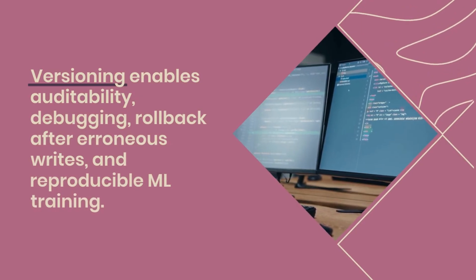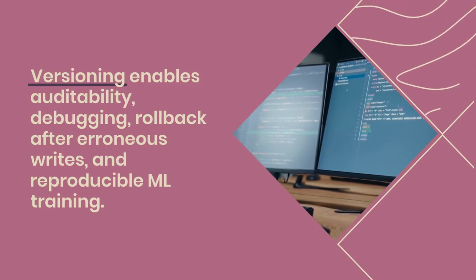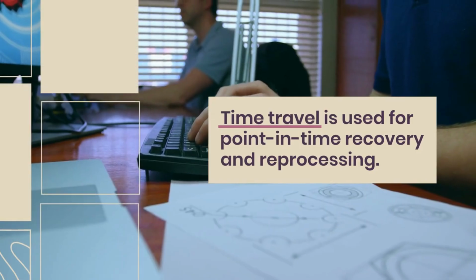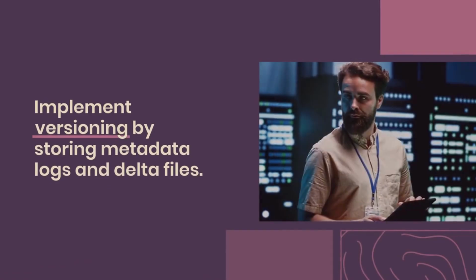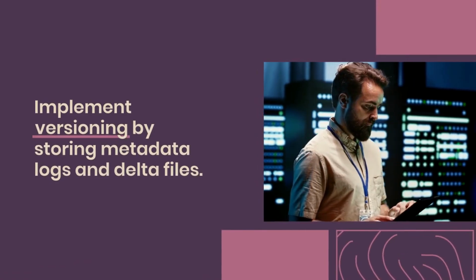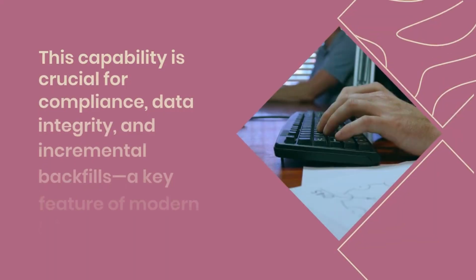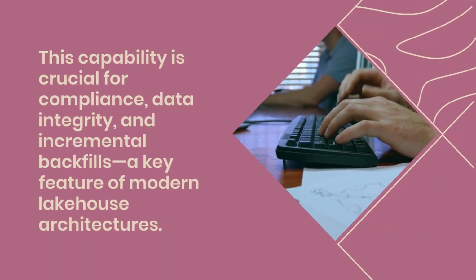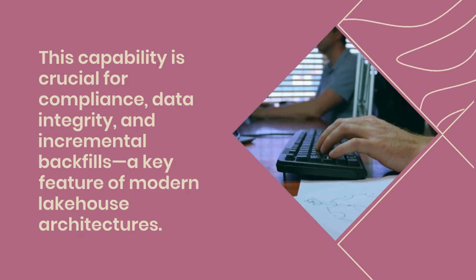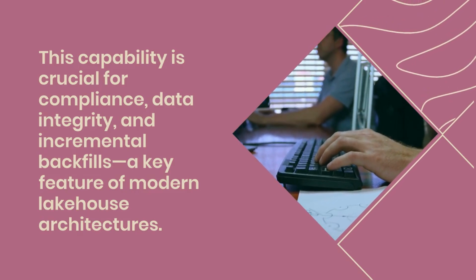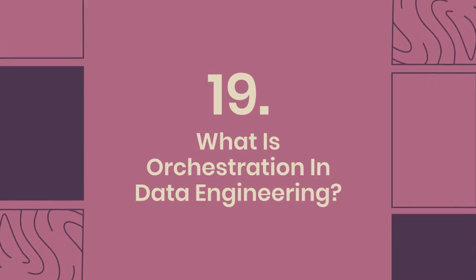Versioning enables auditability, debugging, rollback after erroneous writes, and reproducible ML training. Time travel is used for point-in-time recovery and reprocessing. Implement versioning by storing metadata logs and Delta files. Manage retention policies. This capability is crucial for compliance, data integrity, and incremental backfills, a key feature of modern lakehouse architectures.